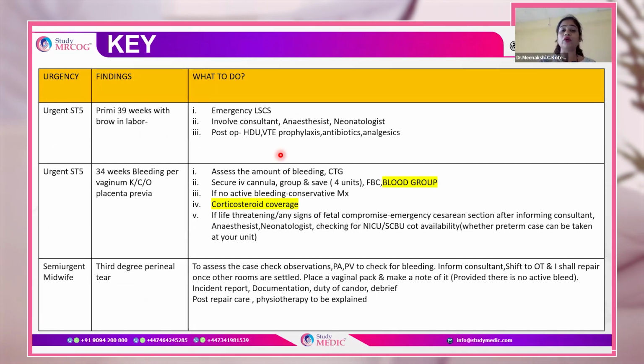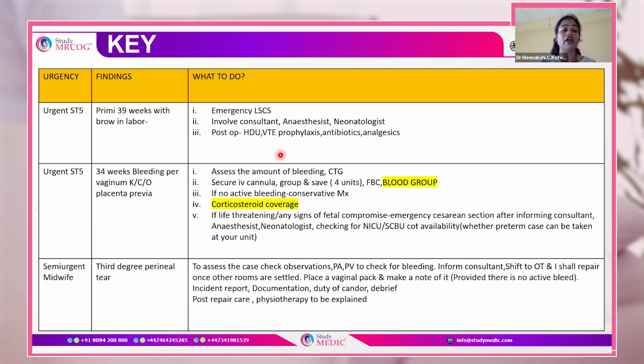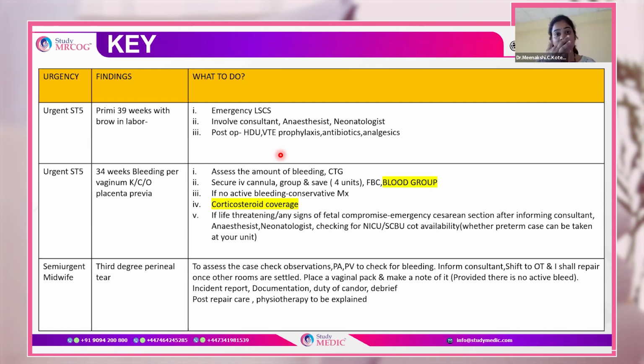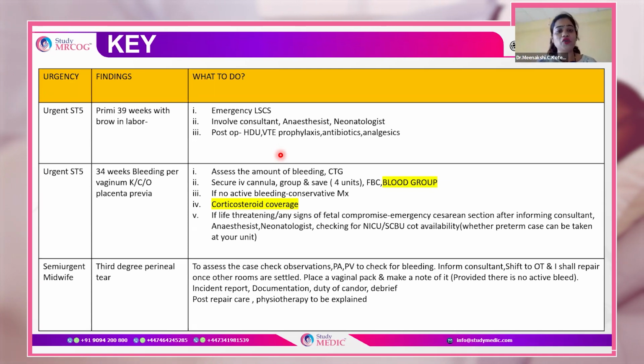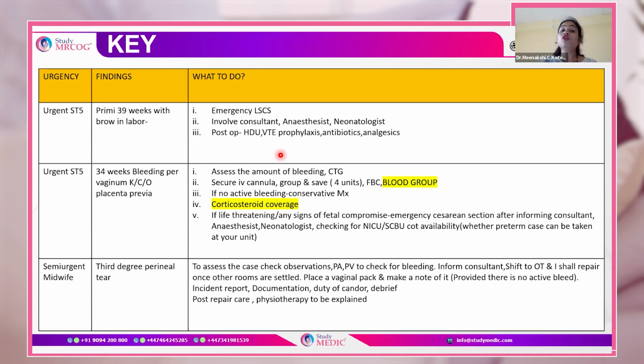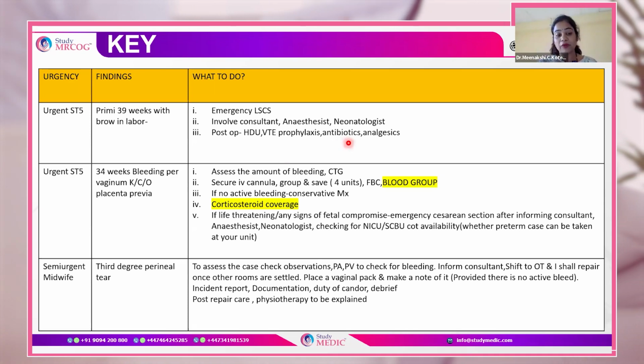Sometimes as you keep talking, they might cut you off and go to the next room, which means they're aware that you already know about that room, so be prepared for that also. Then post-operatively, like need for HDU and VTE prophylaxis, antibiotics, analgesics. Of course, in the 10 minutes it is not possible to cover all of the points, but I'm just trying to give you an example over here.